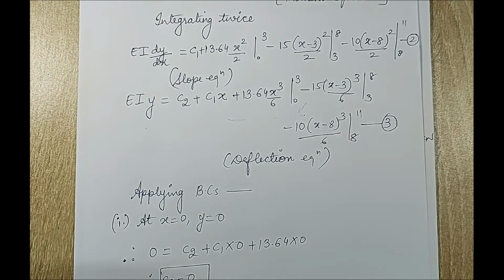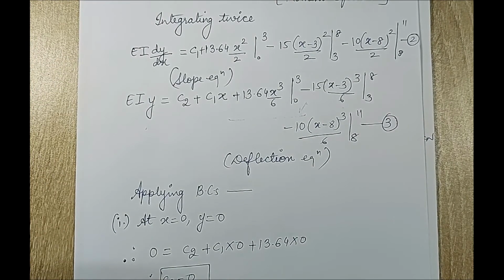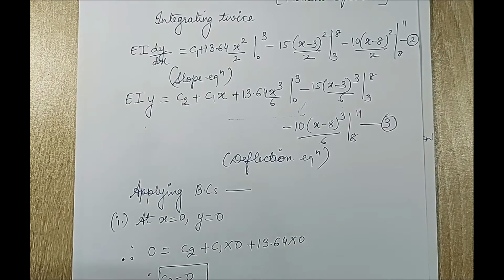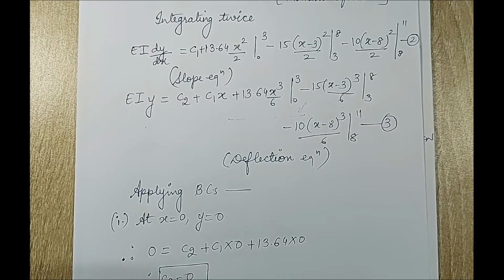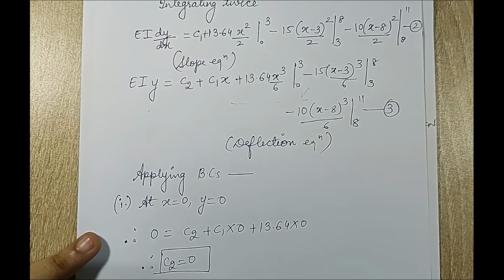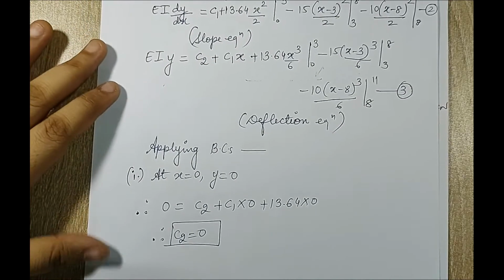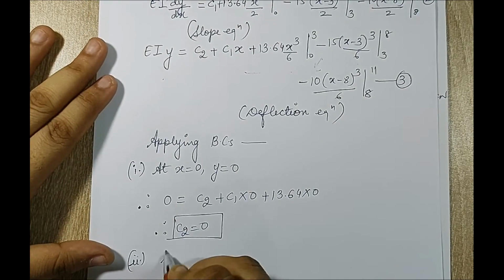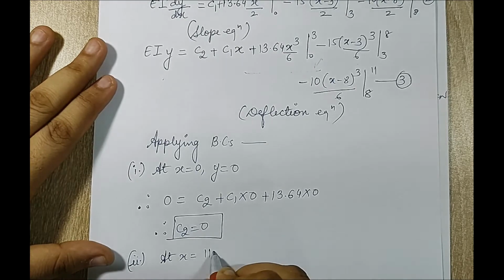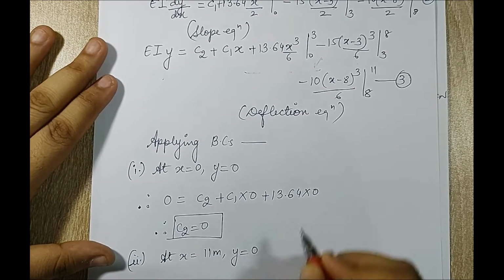In 99% of the problems, you will get the value of C2 as 0, because C2 doesn't have an x term. So you never get the value as a number. You always get it as 0 for these kind of problems. Next, I am going to use a boundary condition. At x is equal to 11 meters, I have y is equal to 0.